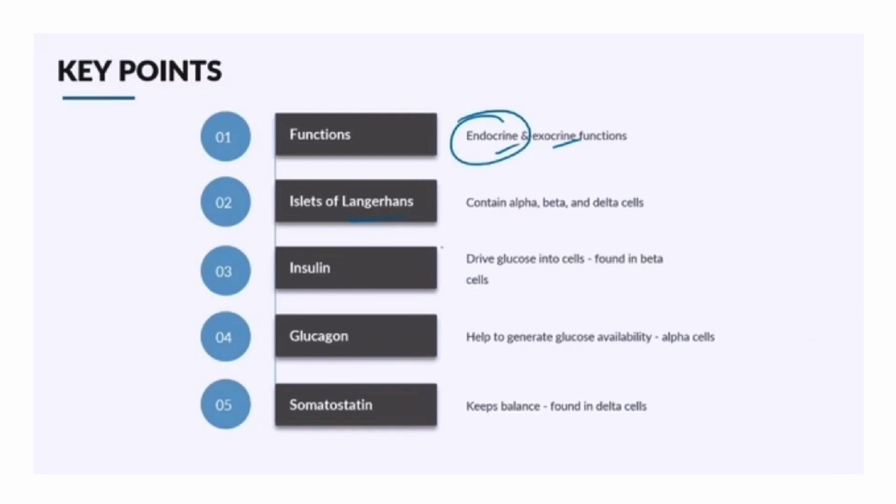The islets of Langerhans are those cells that contain the alpha, beta, and delta cells. Insulin is found in the beta cells, and it is used to drive glucose into the cells for cellular metabolism. Glucagon helps to generate glucose availability, and it is generated in the alpha cells. And then somatostatin is the hormone that helps to provide balance between both glucagon and insulin, and it's found in the delta cells.